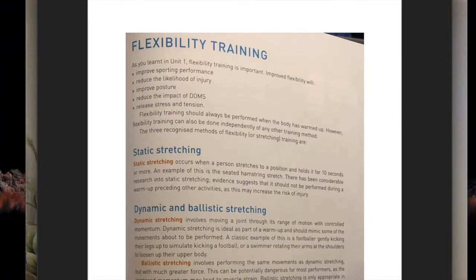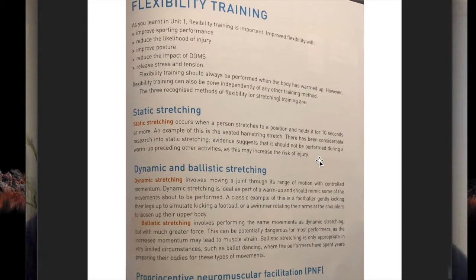Flexibility training can be performed by itself as a flexibility session, but most, if not all, of your training sessions, whether they be continuous, fartlek, interval, resistance, circuit, should all try and involve some form of flexibility. There are major benefits in all training and improving of all fitness components if flexibility is interspersed within those.